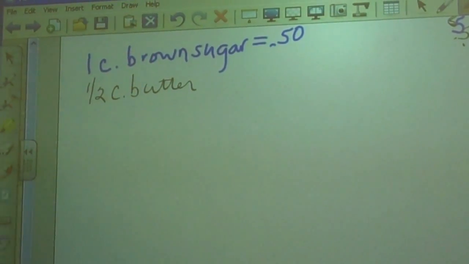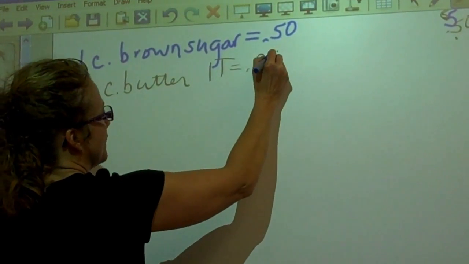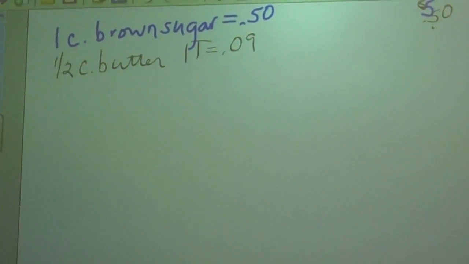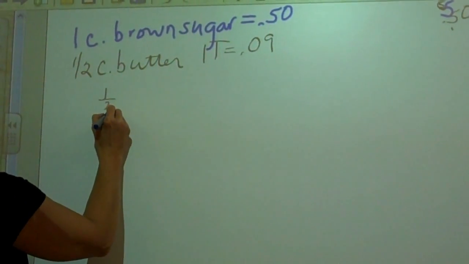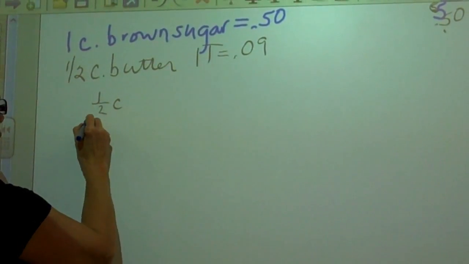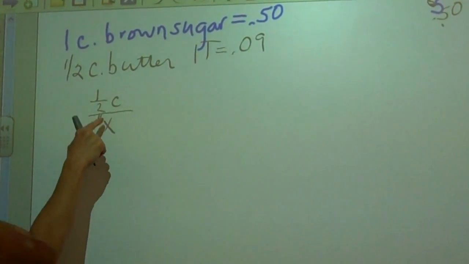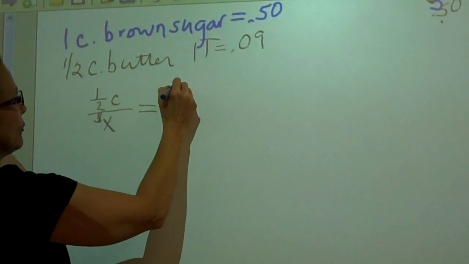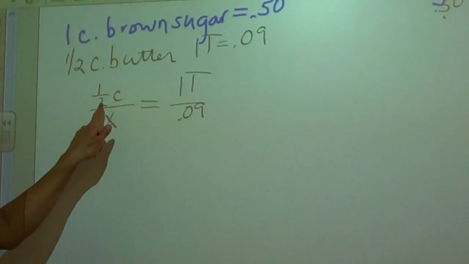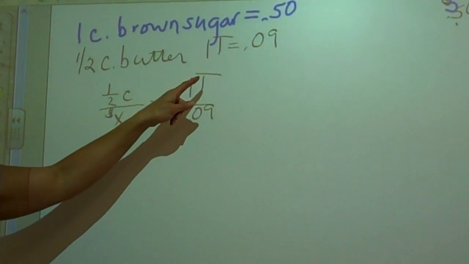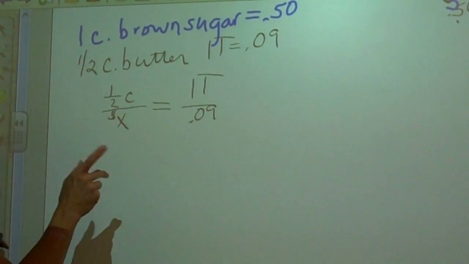Next is a 1/2 cup of butter. And our price sheet says 1 tablespoon equals 0.09. So now we're going to do some math here because we need a 1/2 cup. If we write 1/2 cup over x, this is money, we need to know how much a 1/2 cup costs, equals 1 tablespoon over 0.09. We have cup to tablespoon, so that should tell you we have a problem, but we have money to money, so that's good. So what can we change here?